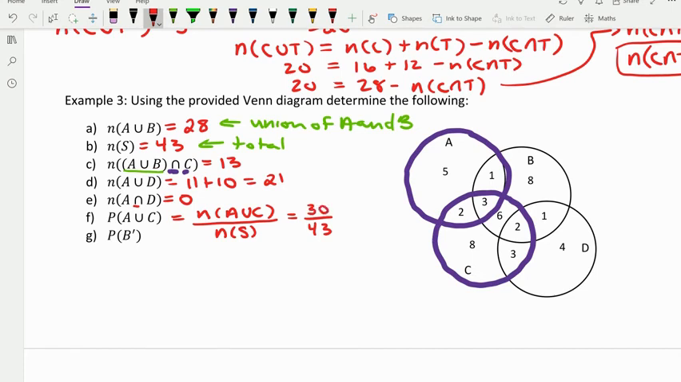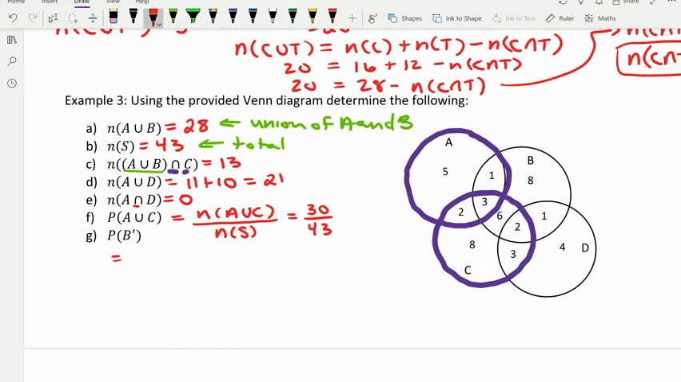You could use the formulas that we had from yesterday. Truthfully, if you have a Venn diagram, I don't think it's worthwhile trying to use the formulas. Just use the diagram. Okay, remember reduced fractions if you can. This is in reduced form, so I'm going to leave it.